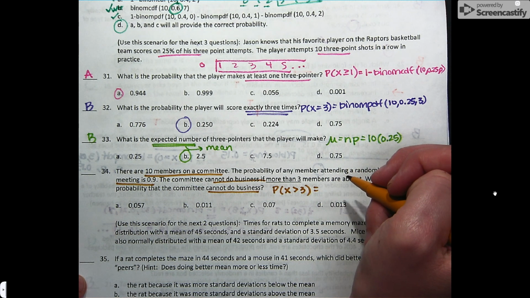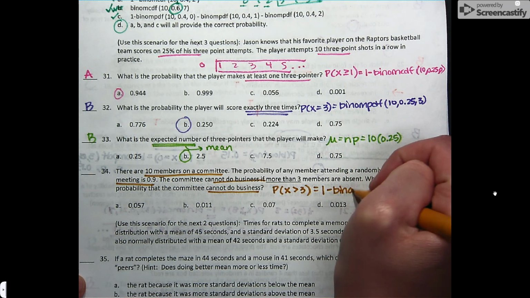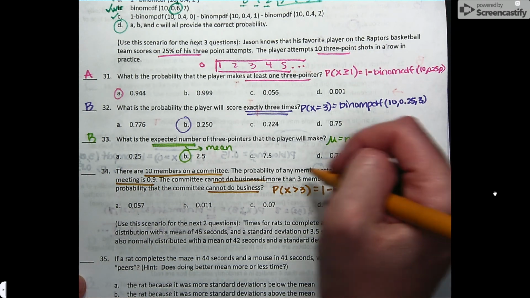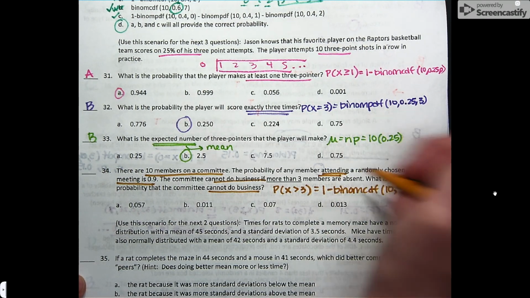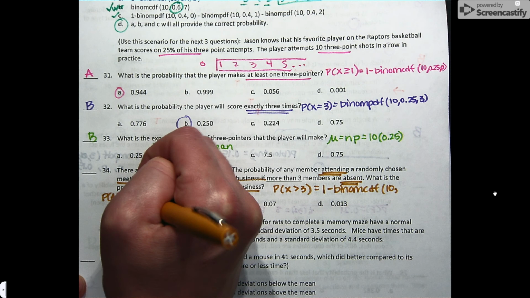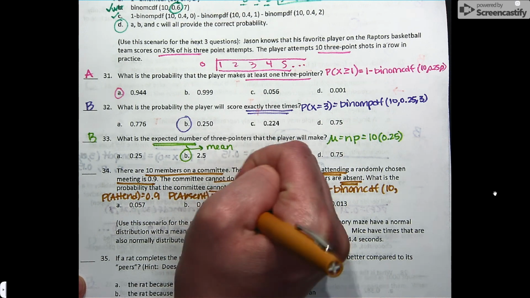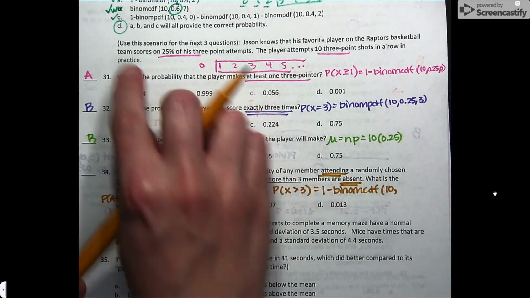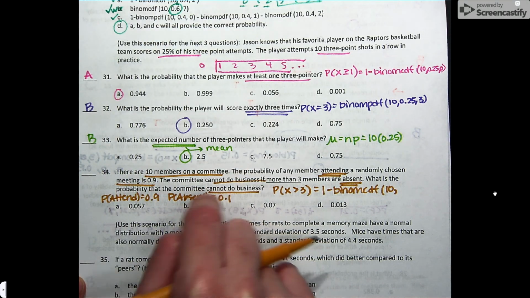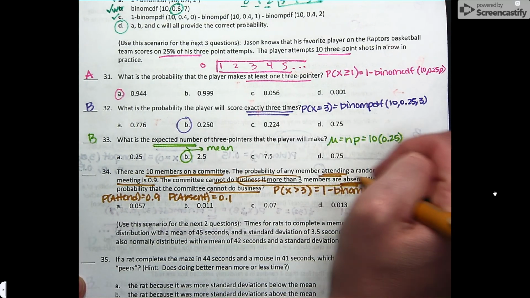Well, you need to be careful if you're going to do it this way, okay? More than or equal to is a 1 minus binom CDF. Let's see, there's 10 committee members, but my probability that they gave me is that they actually attend. This is that they're absent. So if the probability of attending is 0.9, the probability that they're absent is 0.1. So it's kind of like what I talked about in number 30 with that second choice. 0.1 is not attend, aka absent. So that's the probability that I want because I want more than 3 members to be absent.